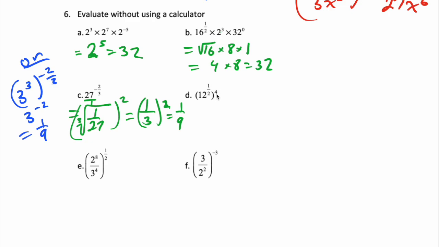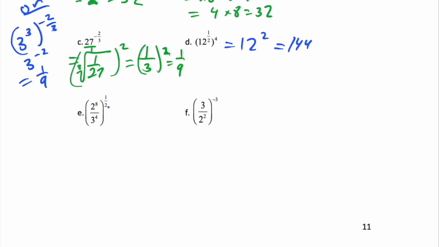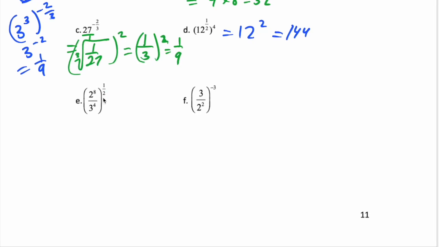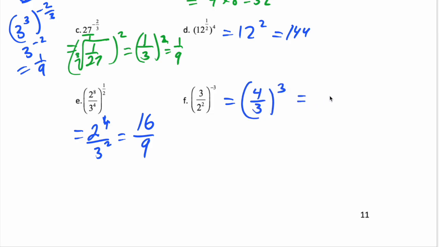Yeah, here again, you can multiply the exponents together. You get 12, 4 times half is 2, so that's 144. And next, you get to the power of a half. So you can multiply the exponents and get 2 to the power of 4 over 3 squared, which is 16 over 9. Now remember, the negative means you flip it, so it's like 4/3 to the power of 3, which is 64 over 27, right?